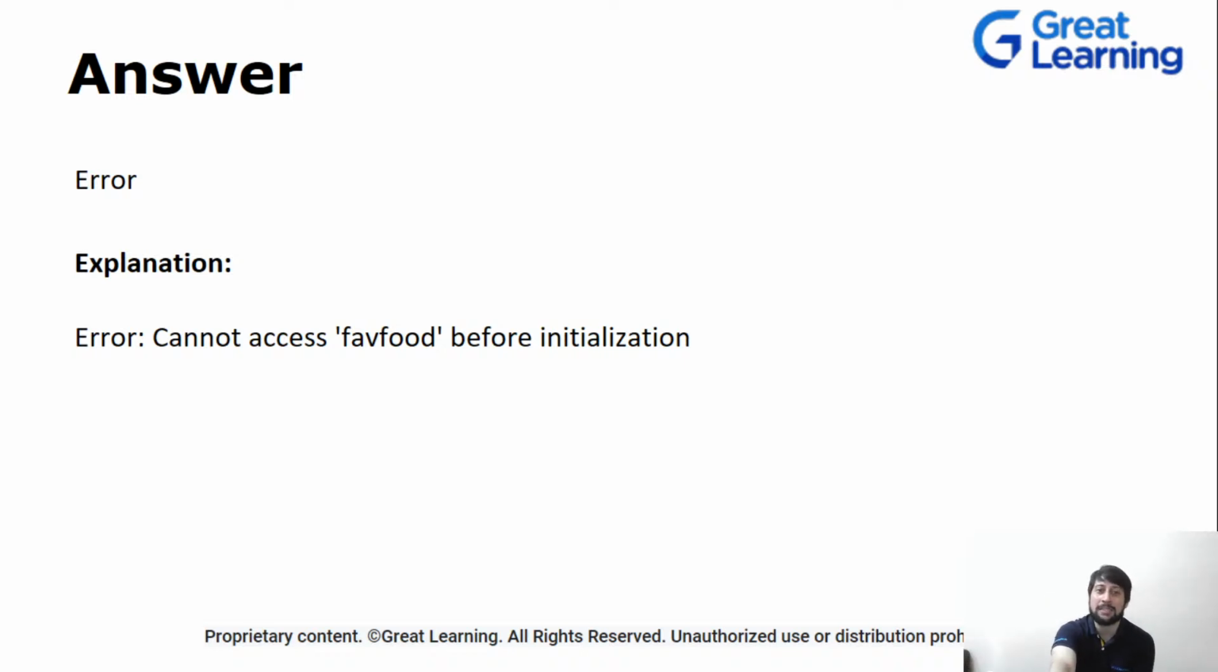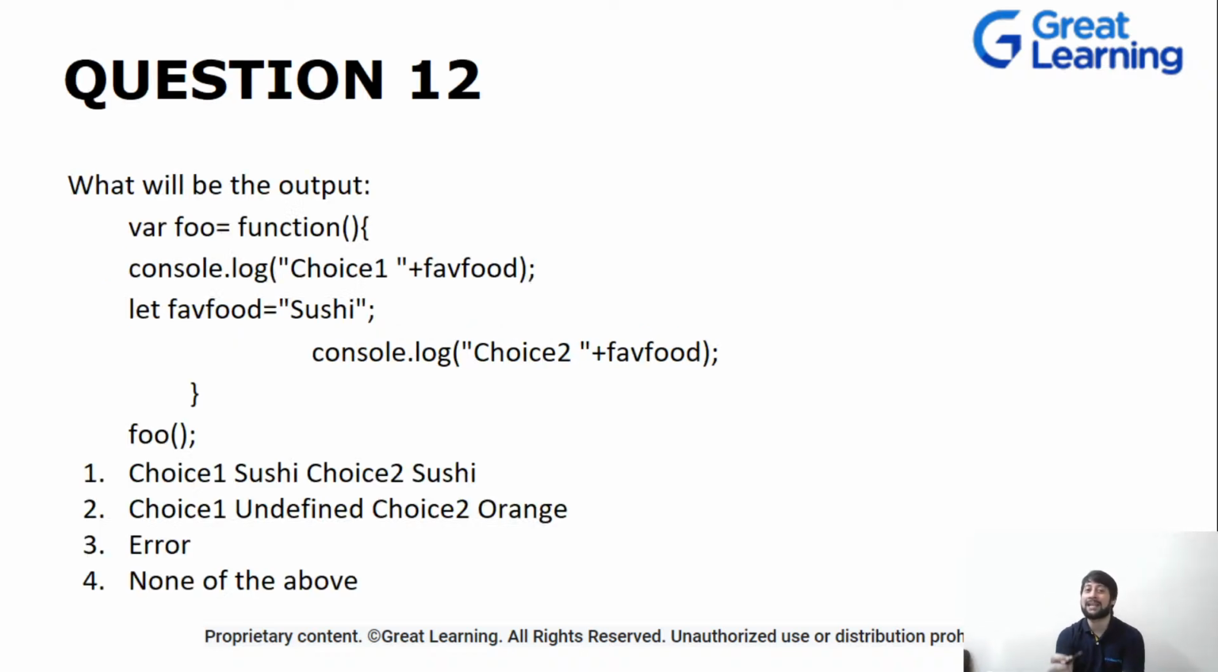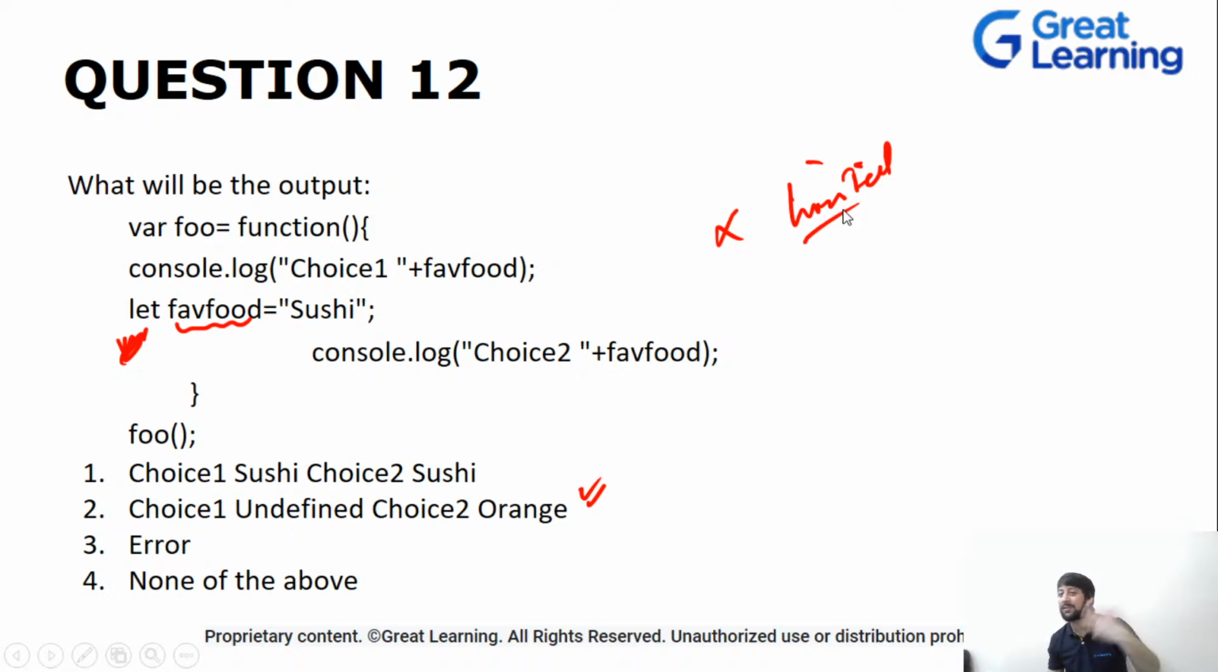Why? Because it will throw you an error. As I told you earlier, now it is behaving like your traditional programming languages, right? So as you can see over here, earlier if I had written the var keyword over here, then it would have been the correct option that you guys are giving. But I'm using a let keyword. Now hoisting will not happen.